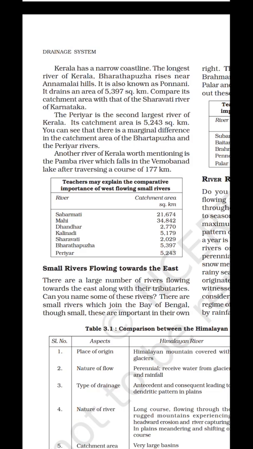Small rivers flowing towards the east. There are a large number of rivers flowing towards the east coast with their tributaries. Can you name some of these rivers? There are small rivers which join the Bay of Bengal. Though small, these are important in their own right.